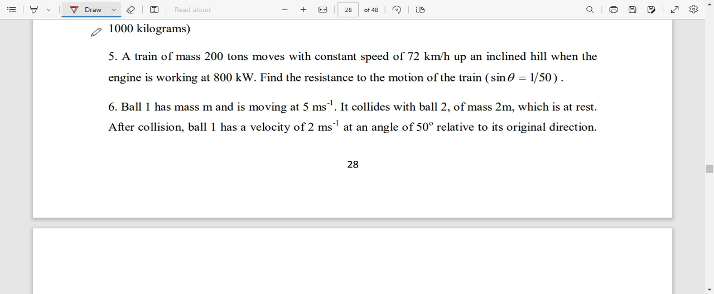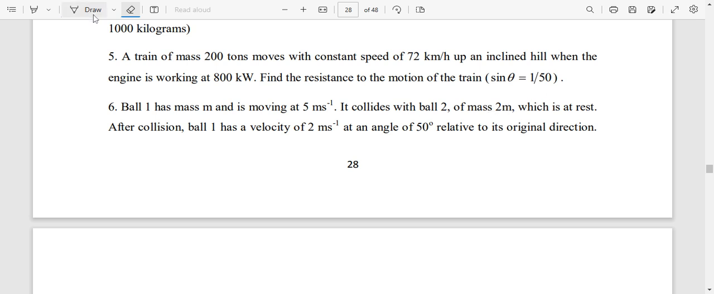So question number 6. Ball 1 has mass m and is moving at 5 meters per second. It collides with ball 2 of mass 2, is this correct? Of mass 2, 2 meters. They should have a mistake. So ball 1 has a mass m. Okay, this is 2m. This is not the unit. It's just talking about being twice the mass of the first one. So it's okay.